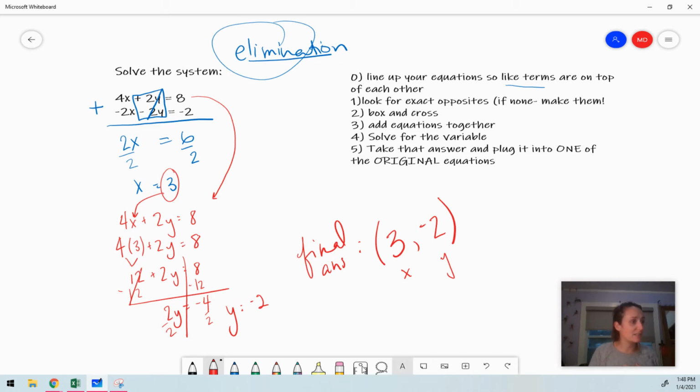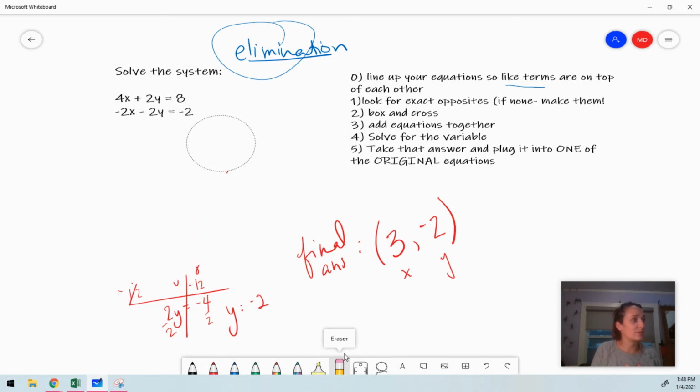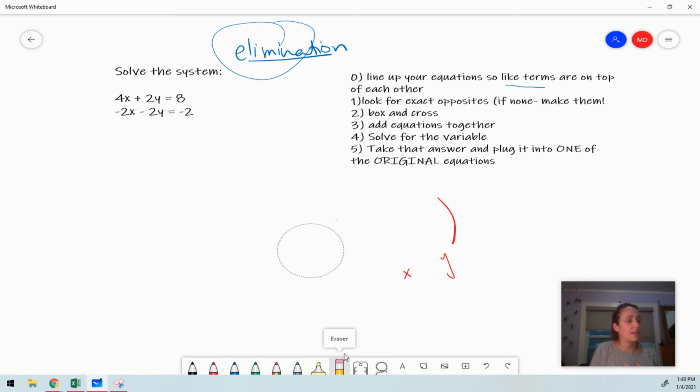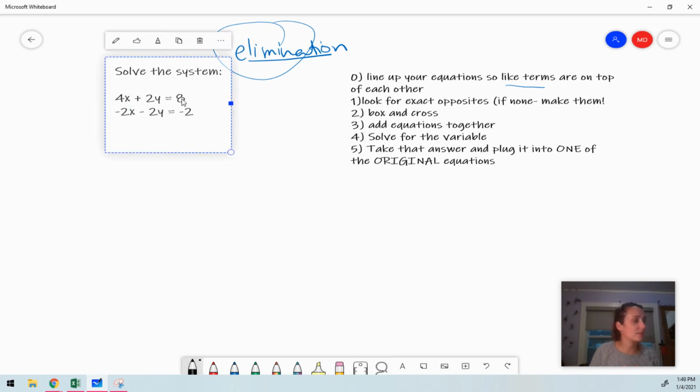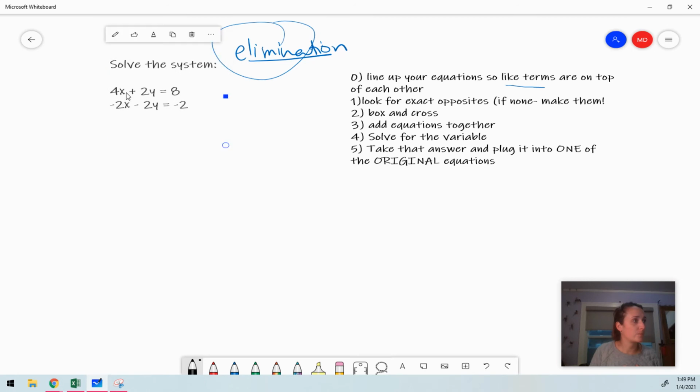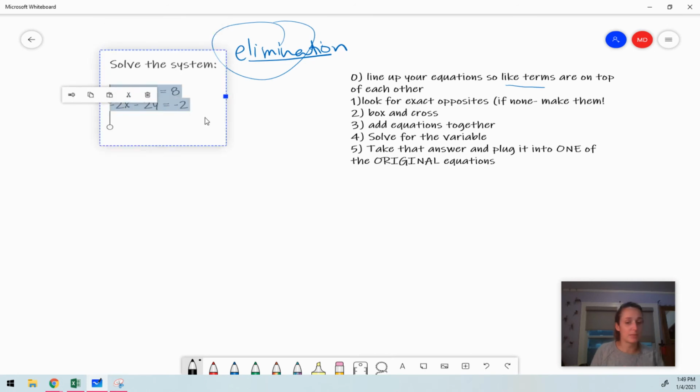Let's go ahead and try another one, and erase all this beautiful work. So elimination works best when you have the two equations that are kind of already stacked on top of each other. Let's see if I can get this to work. Why isn't this working? Computer's acting a little funny today. All right, let's try this example.